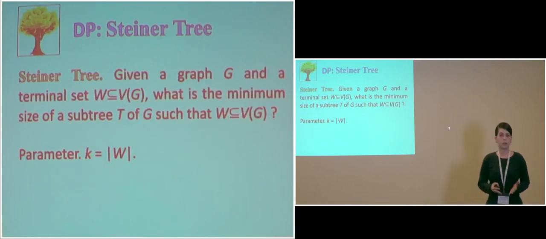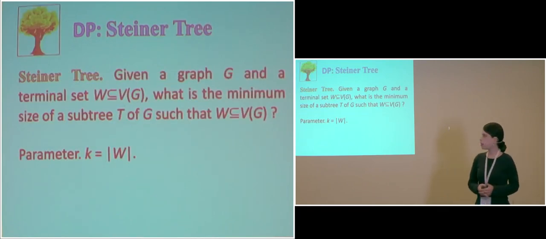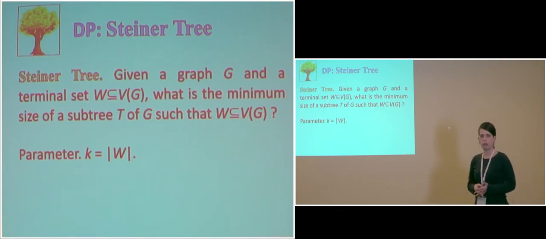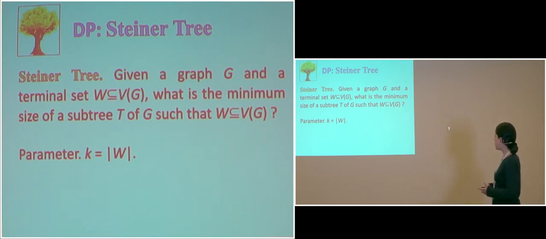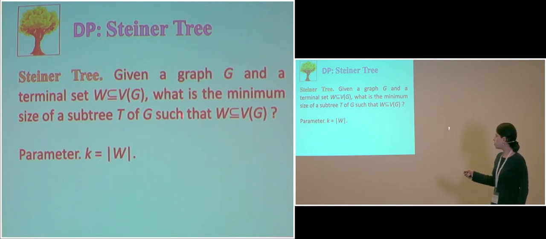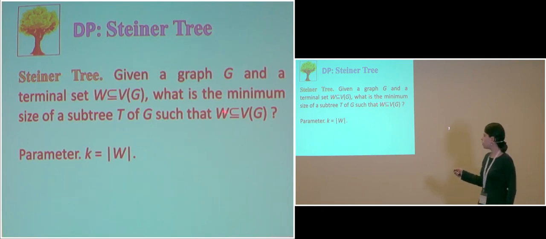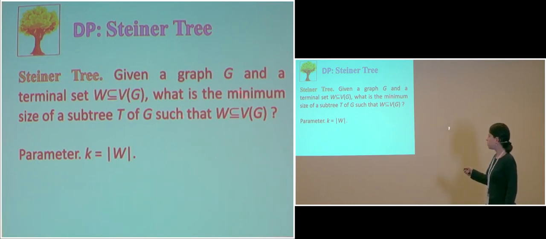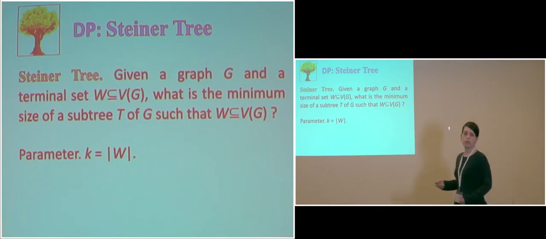So what is the Steiner tree problem? Here we are given a graph G, and we have a terminal set W, and we want to connect all of these terminals. So what does it mean that we want to connect all of these terminals using a minimum number of edges? It means that we want to find a subtree T of G, such that all of these terminals that we have, all of them will be contained in this subtree. Okay, so this should be W is a subset of V(T). So all of the terminals in W should appear in T.